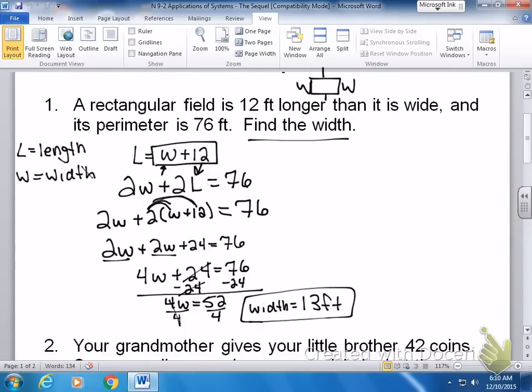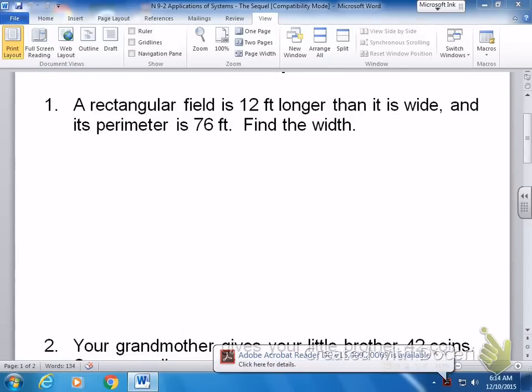But if we wanted to go further, we could plug that W back into either equation and find our length. But it didn't ask us for that this time. All right, so you can see it's a little bit more difficult than yesterday, but now that you've seen this rectangular problem, anytime you see one on the homework or in the future, you can refer back to this one. A lot of the equations will be set up the same. They just might have a few different numbers. So let's go ahead and look at number 2.